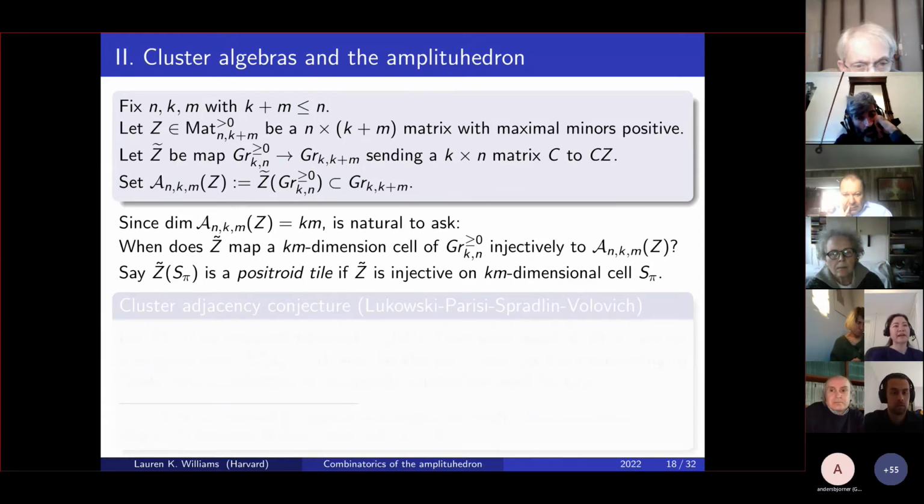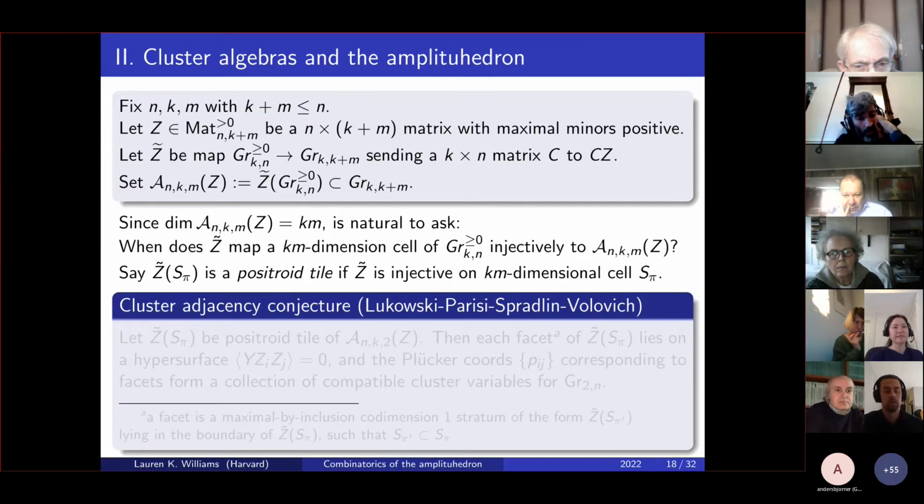So this leads to a very nice cluster adjacency conjecture of Lukowski, Parisi, Spradlin, and Volovich, and it says the following. Let Z of S pi be a positroid tile of the amplituhedron, and now this is for m equals 2. What their conjecture is about is basically describing the boundaries of these positroid tiles. These positroid tiles are full dimensional subsets of the amplituhedron, and they were looking at how to describe the facet inequalities of these tiles.